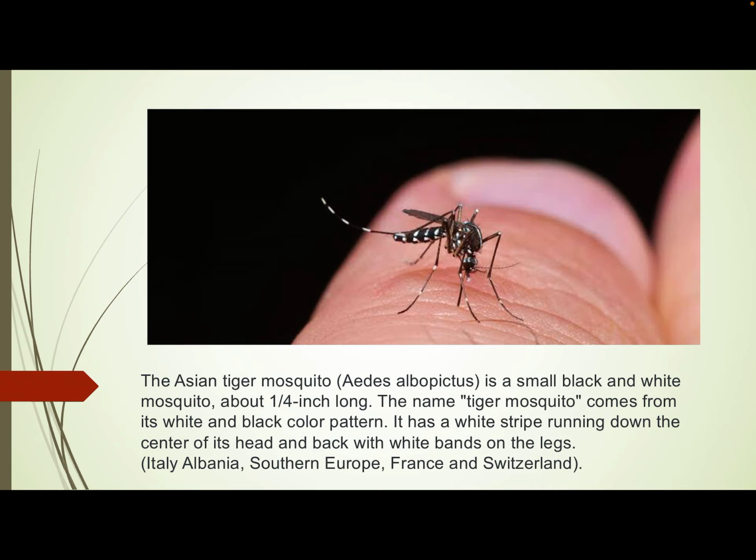The Asian tiger mosquito, or Aedes albopictus, is a small black and white mosquito about 1/4 inch long. The name tiger mosquito comes from its white and black color pattern. It has a white stripe running down the center of its head and back with white bands on the legs. So it was found in Italy, Albania, Southern Europe, France, and Switzerland.